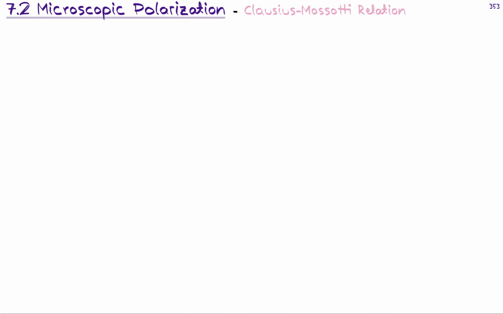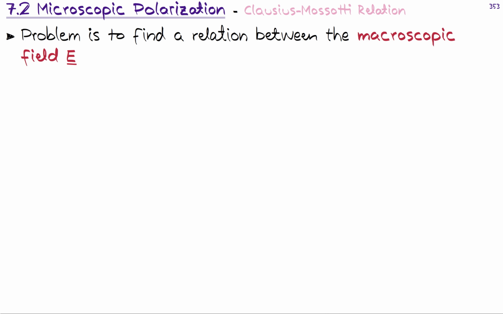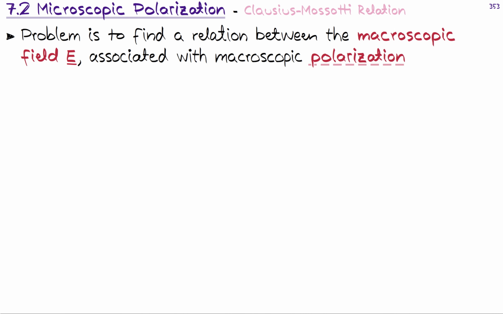So I just wanted to point out that these things are actually of relevance not only in solid state physics. As I promised in the previous lecture, our interest is to find a relation between the macroscopic field E, our incident field, and how that gives rise to a macroscopic polarization.